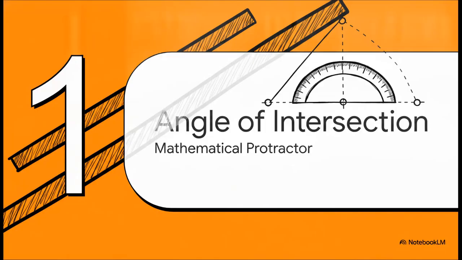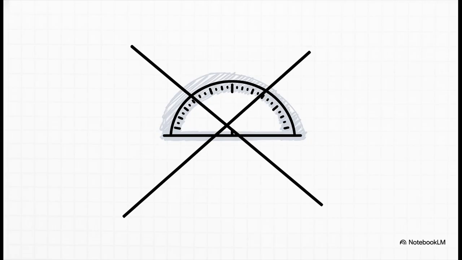Moving on to our next section, the angle of intersection, a mathematical protractor. Let's pivot slightly from curves to straight paths and look at the geometry of intersecting lines. Because, as we'll see, algebra doesn't just draw shapes, it measures the exact interactions between them. When two straight lines cross on a graph, they form both acute and obtuse angles. And here's the cool part. We can use their slopes, m1 and m2, as a literal mathematical protractor to calculate the exact angle without drawing a single thing.